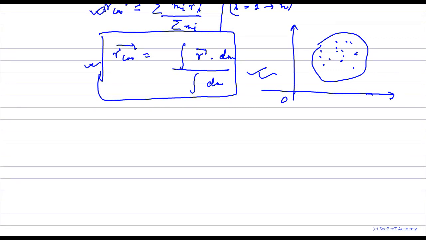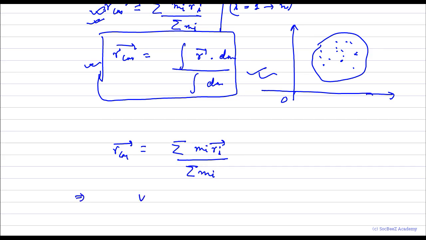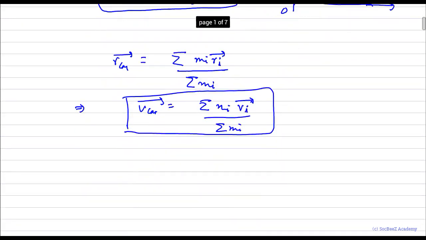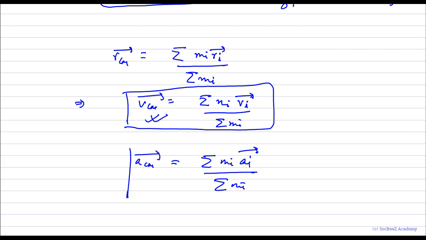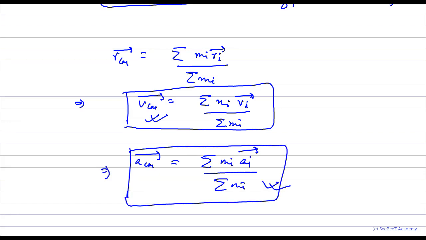Now let us talk about velocity of center of mass. If I look at this expression, RCM is given by sigma mi ri vector upon sigma mi. If I differentiate on both sides, I'll get vcm equals sigma mi dri by dt, which is vi, upon sigma mi. This is the velocity of the center of mass. If I differentiate this expression again with respect to time, I'll get ACM equals sigma mi ai vector upon sigma mi. This is the acceleration of the center of mass.